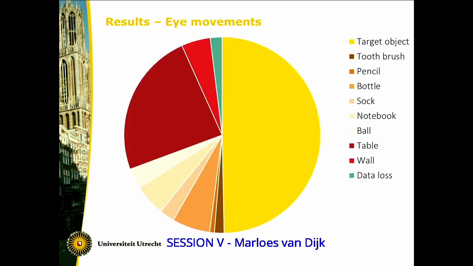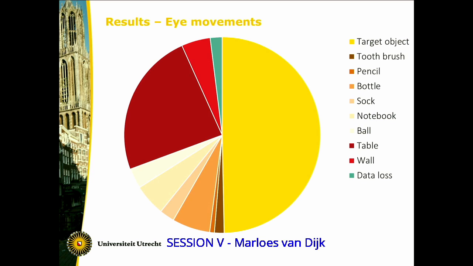So an overview of the mean time that the children looked at all the objects. Around half of the time children were looking at the target objects. Around 20% of the time they were looking at the surrounding objects. And the other 30% they were looking at either the table or the wall.